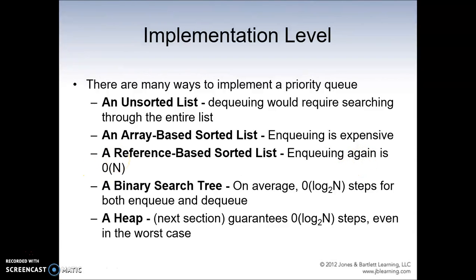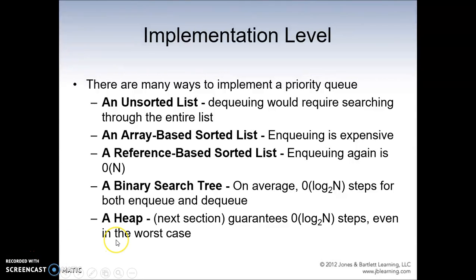How about a BST? We know on average our BST is going to be big O log n for both enqueue and dequeue. But that's on average. It's not always guaranteed to be log n, because a BST has to be balanced in order to be log n. It has to be a balanced tree. So we're going to look at a heap. How about heap? Heap actually guarantees always log n steps, even in the worst case.